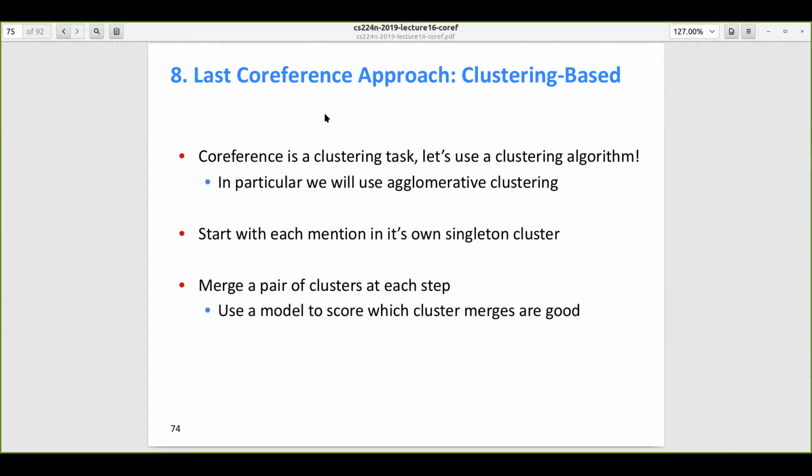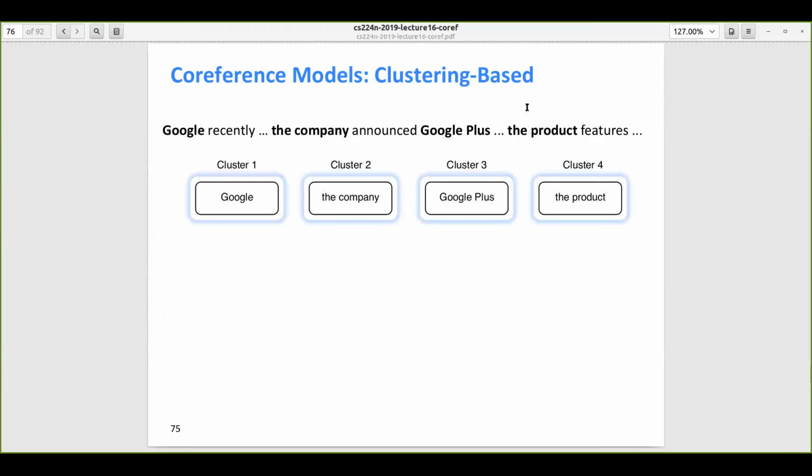And then there is another approach, the final approach, which is based on clusters. So what happens in clustering is that when we have a sentence like this, with words like this, we initially form clusters like this, which could be of length 1. Cluster 1 has Google, cluster 2 has the company. Similarly, we have 2 other clusters. So this could be the first step.